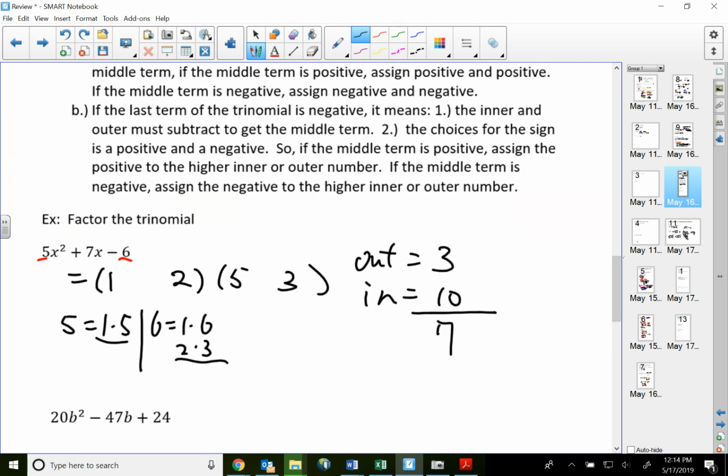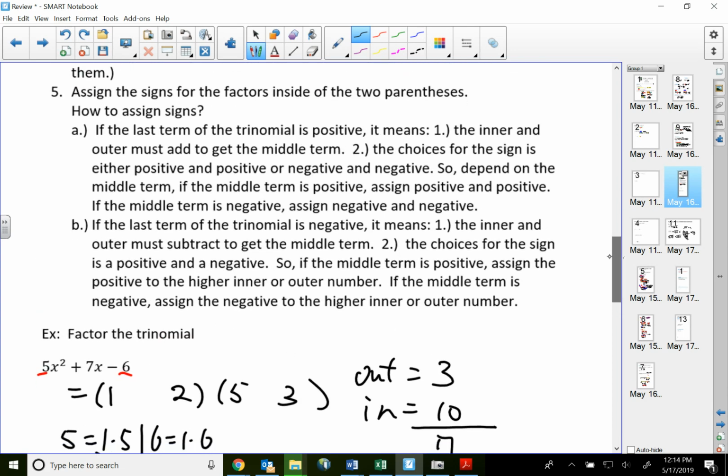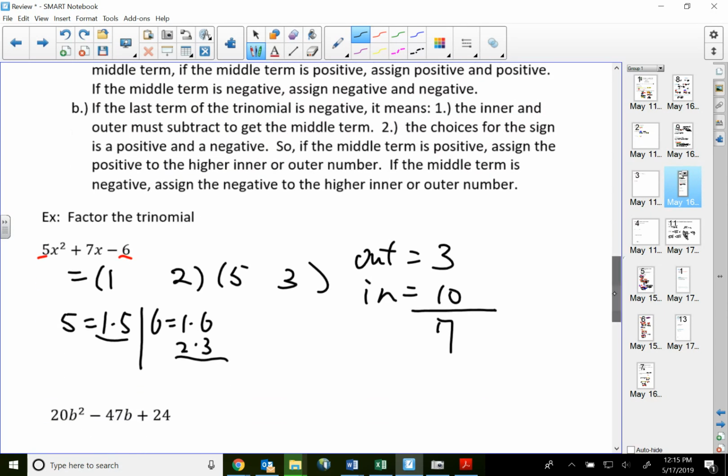subtract them. So step number 5, how do we assign the signs for the 2 parentheses? If the last term of the trinomial is positive, or if the last term of the trinomial is negative, and that's what I got, a negative on the last term. So if the last term of the trinomial is negative, number 1, it means the inner and the outer must be subtracted to get to the middle term, that's what I did. Number 2, the choices for the sign are going to be 1 positive and 1 negative. So it depends on the middle term.